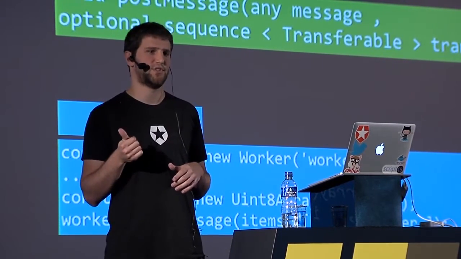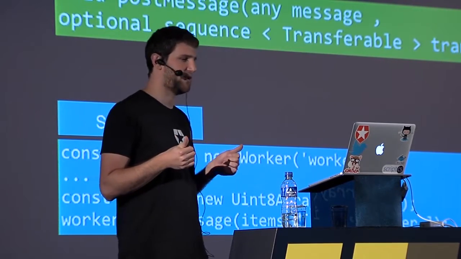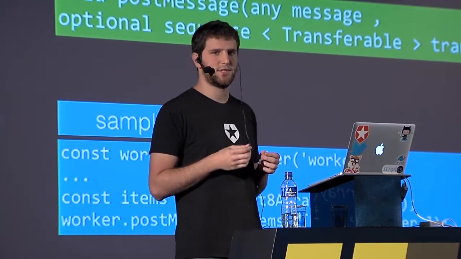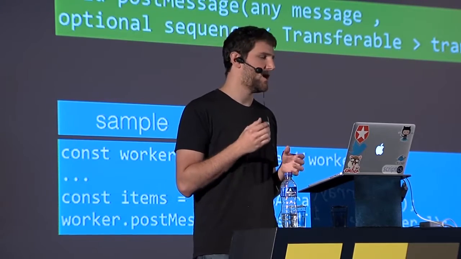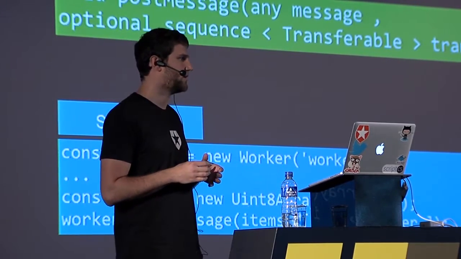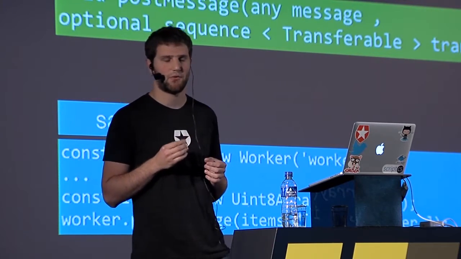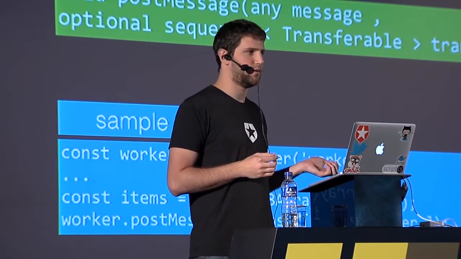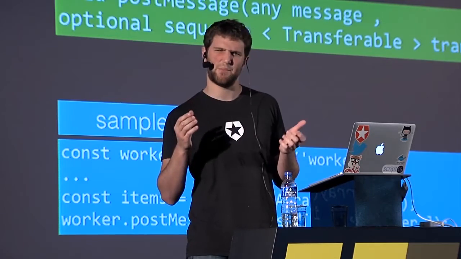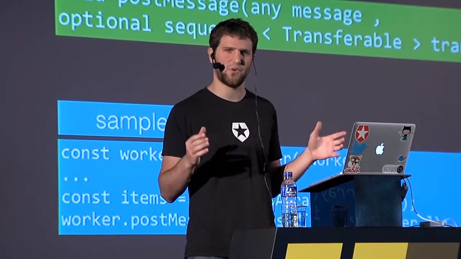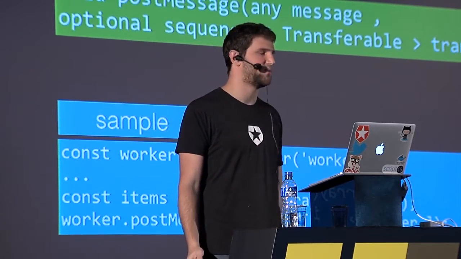Optional means you can either send it or not. It's self-explanatory. Sequence is a JavaScript array. And transferable, and here's the tricky part, is the backing buffer for a JavaScript typed array. JavaScript typed arrays, that doesn't really seem like what I know from JavaScript.